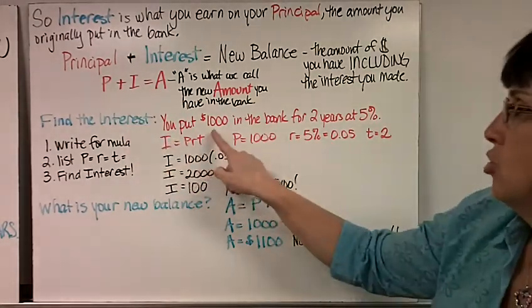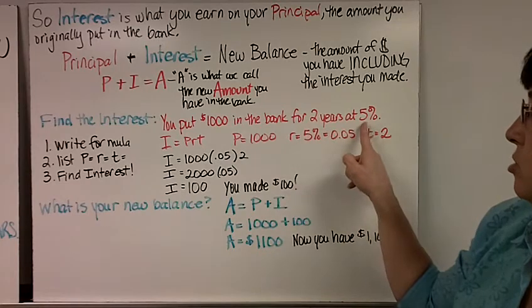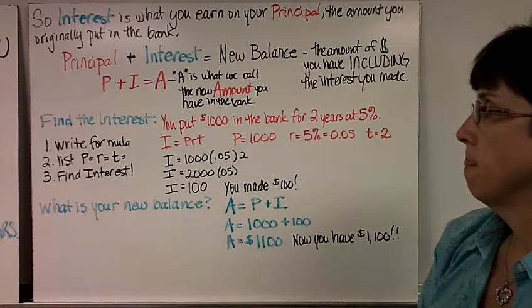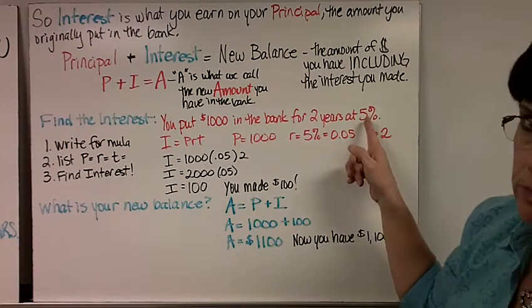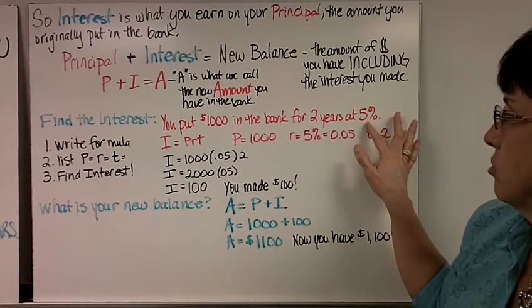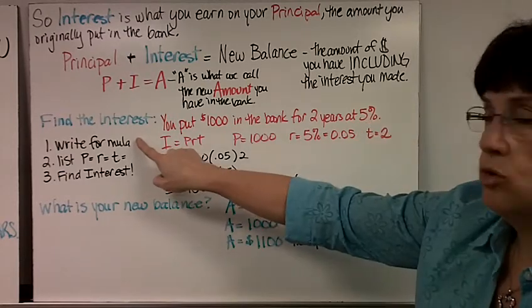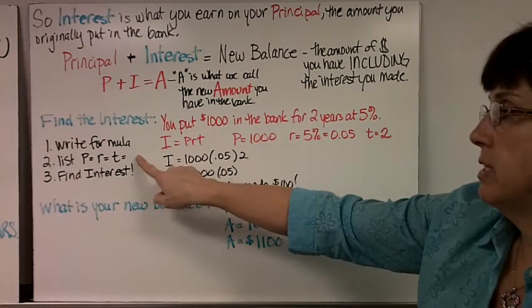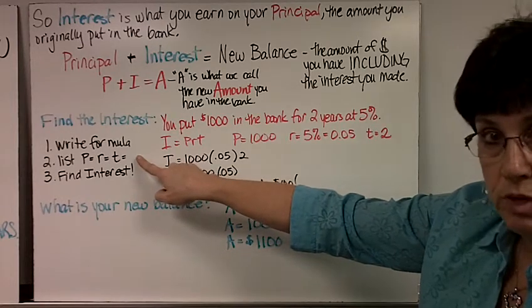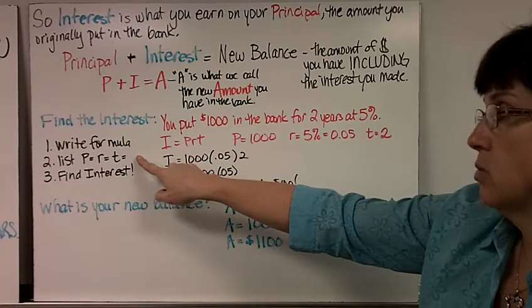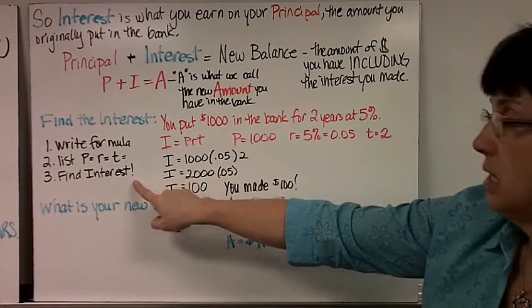So let's do a little problem. Find the interest. You put $1,000 in the bank for 2 years at 5% interest. At 5%, the rate is 5%. So this is what we do. We write the formula. We write down what we know, what the principal is, what the rate is, what the time is, and then we find the interest.